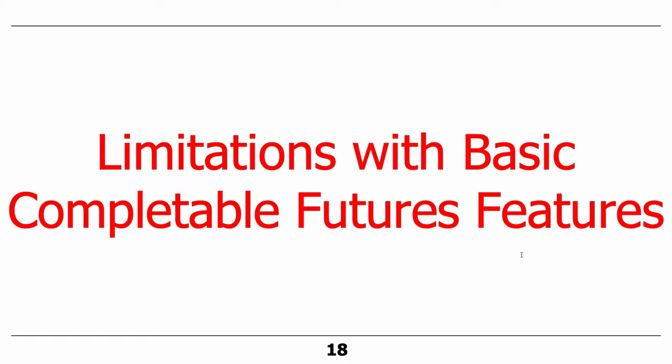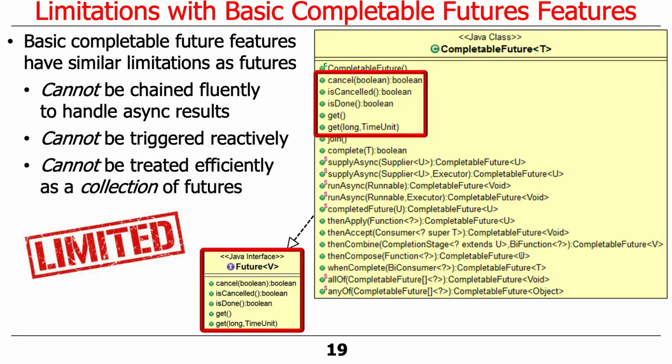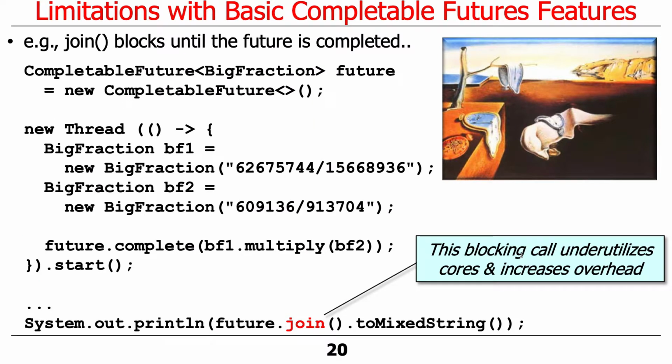Let's talk about the downsides. The good part about this is it's fairly straightforward to understand. But the problem is all those limitations we talked about in a couple lessons ago that were limitations with futures are still the limitations with the basic features of completable futures, because they don't really add anything. They add the complete method. They add the join method that doesn't have checked exceptions, right? Those are vanishingly small enhancements that really don't make a big difference.